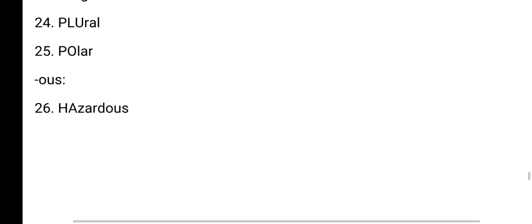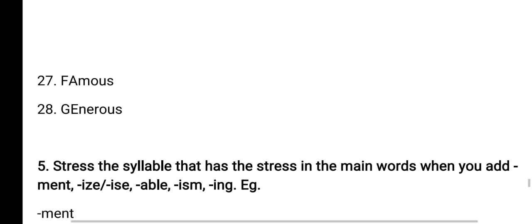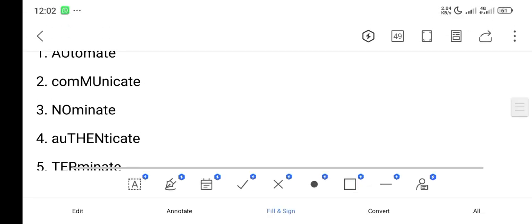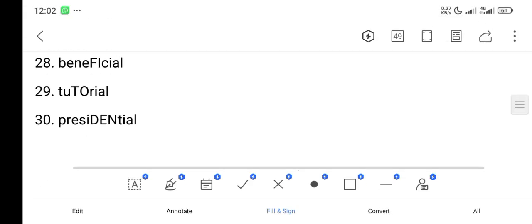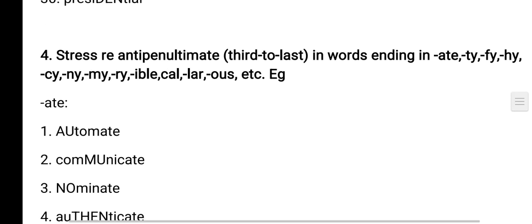What about OUS? For OUS we have hazardous. But does it make sense? Hazardous now. Hazardous. Famous. Generous. So these are the rules. These are the ones that concern the third to last syllable. Let me see if I can use it to form a song.